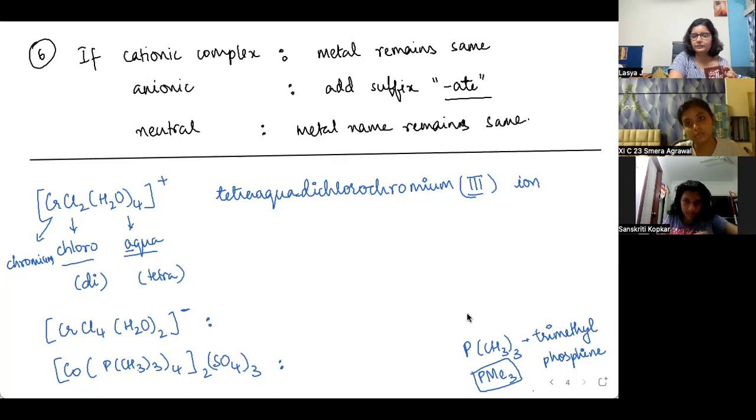Sanskriti, you've sent the previous one. Okay, one small correction, Sanskriti, you got it right. It is chromium, but as an anion, adding -ate, this becomes chromate. Otherwise, the rest of it you got right.